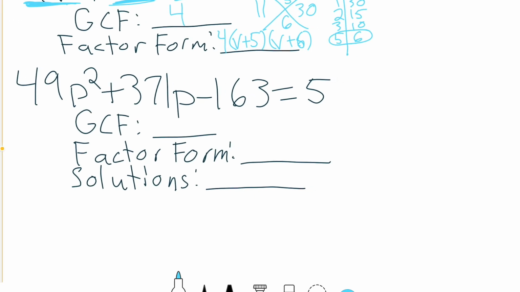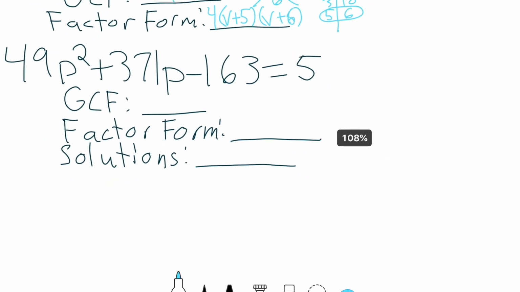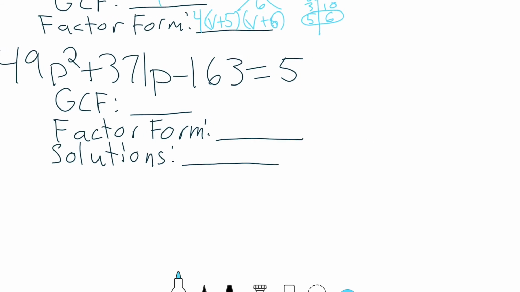Now, the third one that I have pulled from our packet comes from lesson 4. In lesson 4, we were factoring like we've done in lessons 1, 2, and 3, but then we have to find our solutions once it's factored. So we're going to look at this and say, okay, does one side equal 0 yet? No. So we're going to subtract 5.